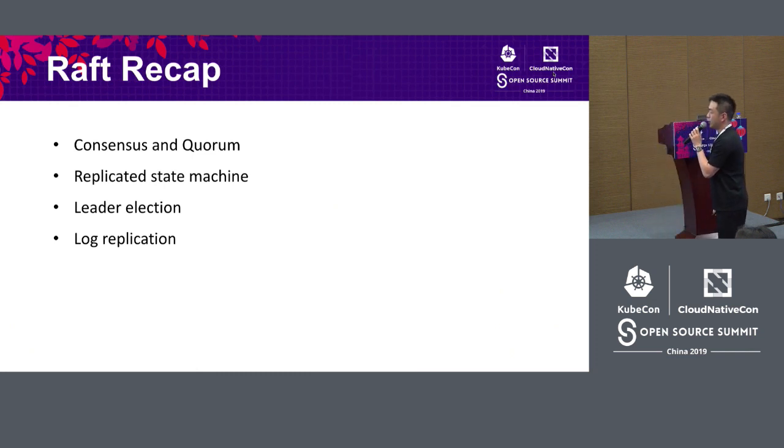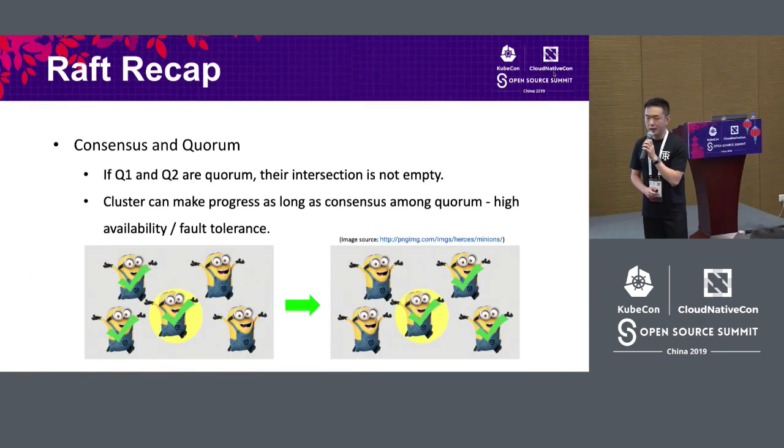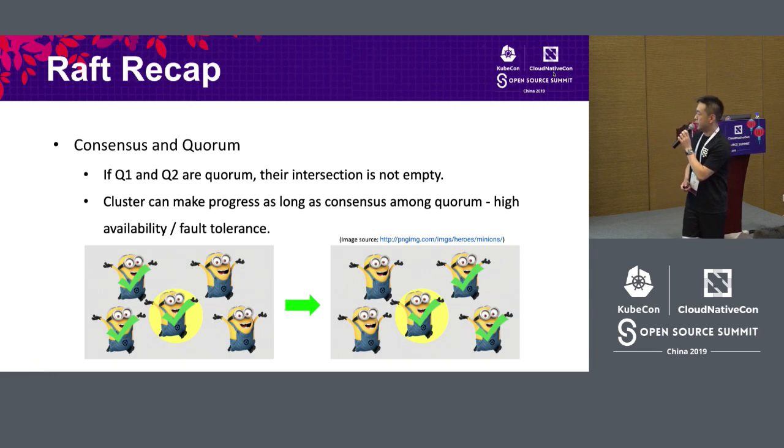All right, so Raft recap. Quickly, some concepts. What is a quorum? A quorum is basically a majority. So if Q1 and Q2 are quorums, their intersection is not empty. So what is a quorum?